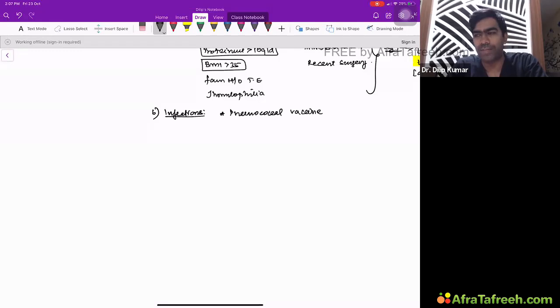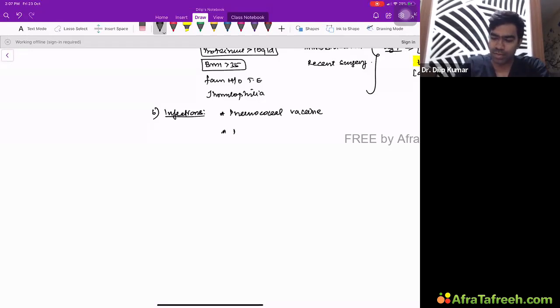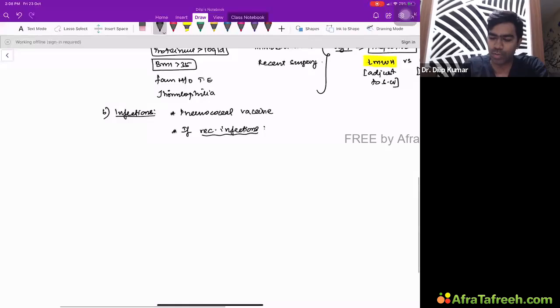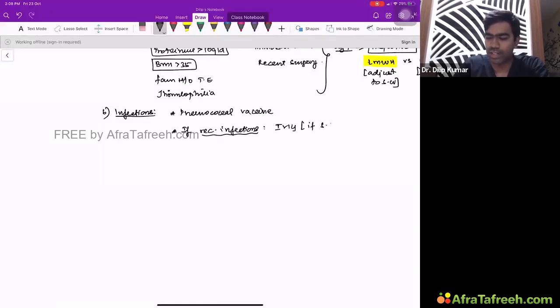So suppose the patient is going for recurrent infections again and again. In this scenario, you can probably think about infusing an IVIG. IVIG can be considered in certain nephrotic syndrome patients, especially if the serum IgG is less than 600 milligrams per deciliter. Then this becomes an indication for IVIG infusions.